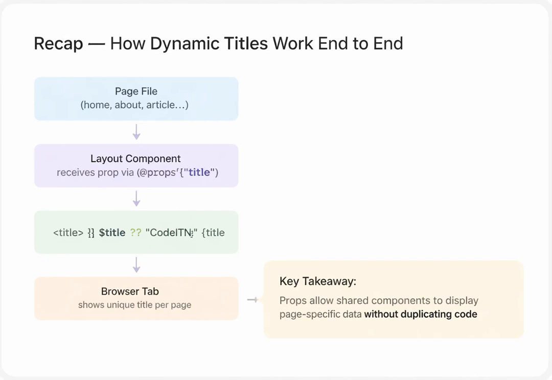Let us quickly trace the full flow. Each individual page, Home, About, Services, Article, passes its own title as a prop when it calls the shared layout. The layout declares that it accepts this prop using @props. Inside the layout, the title tag uses the $title variable with a fallback default in case the prop is missing. The browser then renders a unique, meaningful title for every page. This is the power of props. You write the layout once, but it can behave differently depending on what data each page sends into it. No code duplication, no separate layout files per page, just one smart, flexible layout.